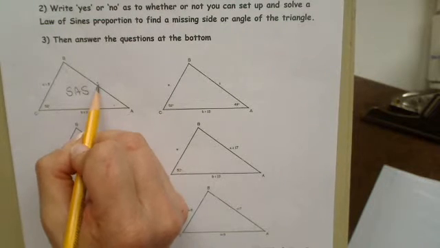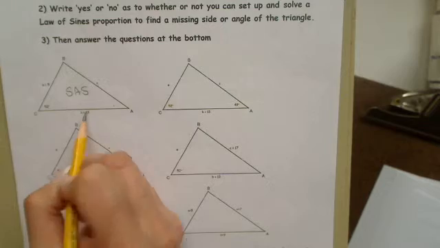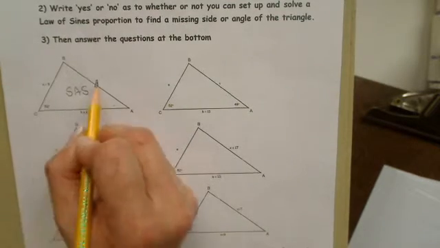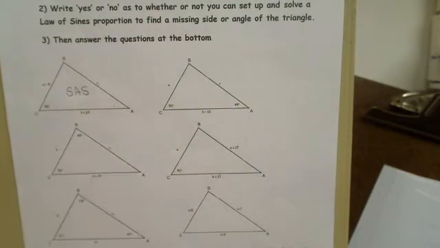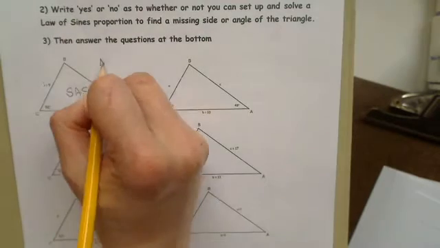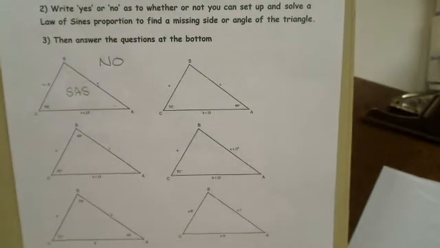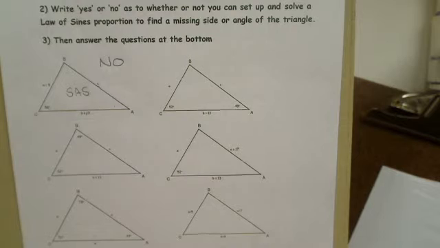Sine of 52 over C, that's the only angle I know. And sine of B over 13, that would have 2 unknowns. Sine of 52 over C, sine of A over 5, that would have 2 unknowns. So no, I cannot use law of sines on this triangle.